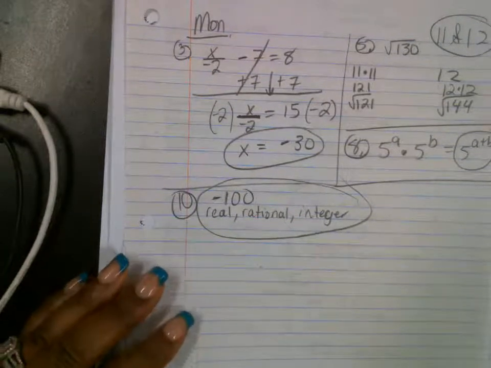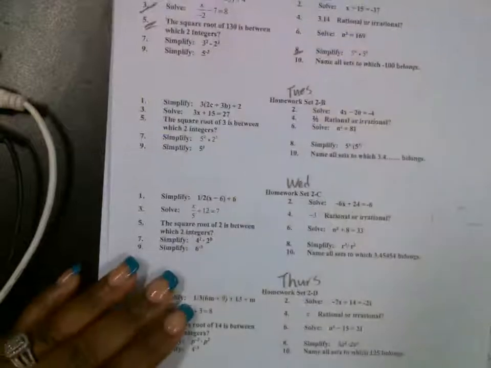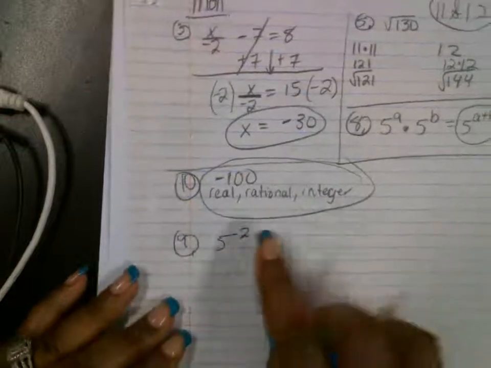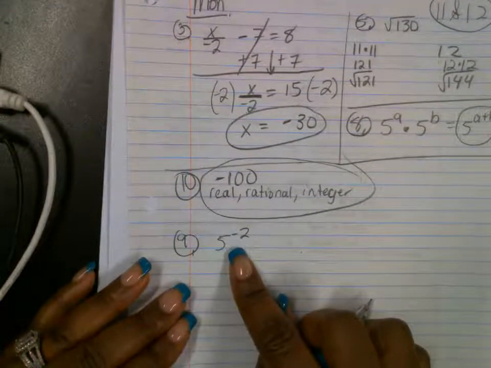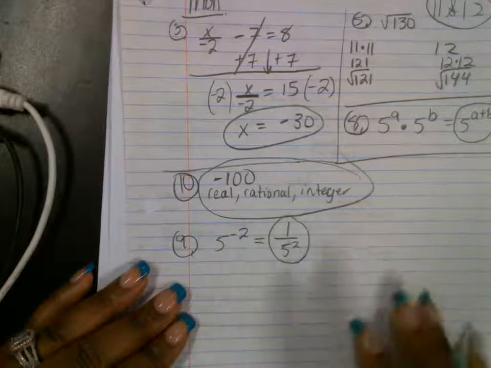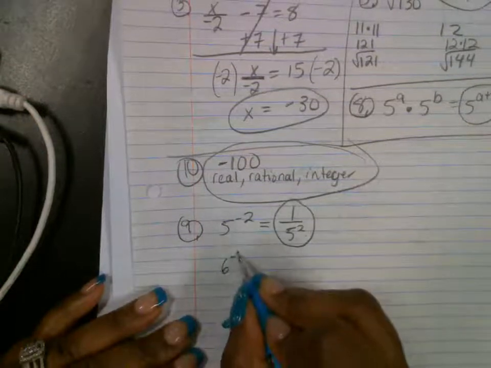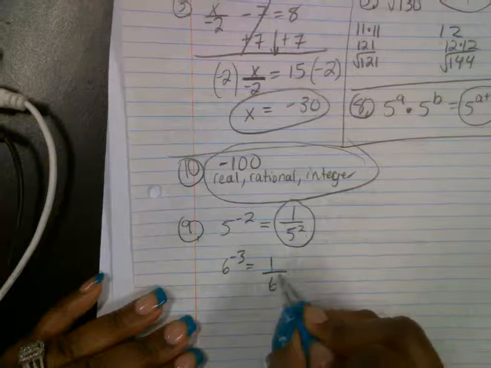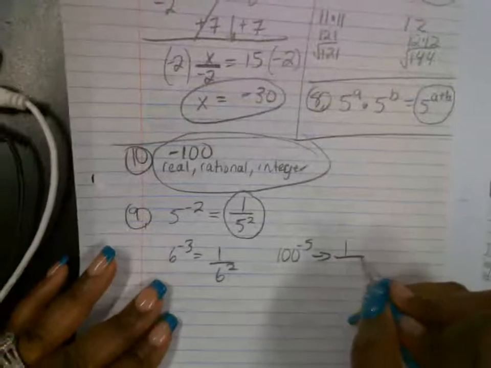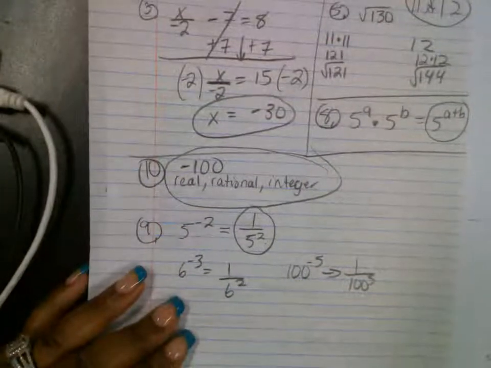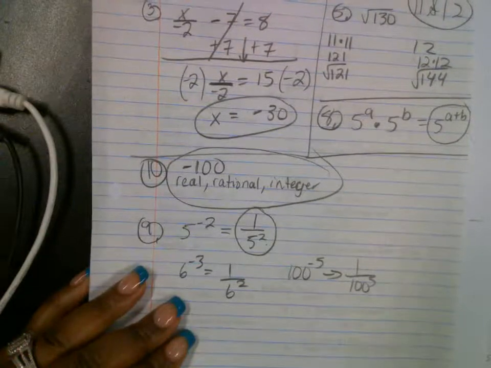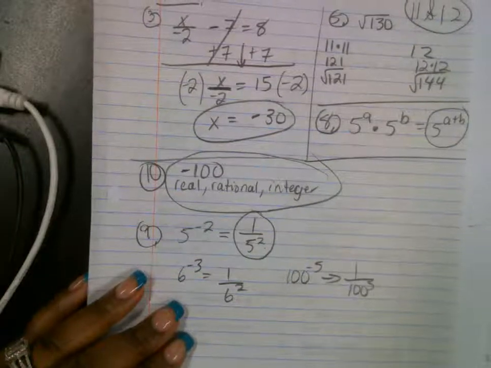Number 9. I'm not going to have time to do any on Tuesday, probably. Remember when the exponent is negative? We did this in the first week. You write this as a fraction. So this is going to be 1 over 5 to the second. Anytime it's a negative exponent, 6 to negative 3 is 1 over 6 to the positive 3. If it was 100 to the negative 5, this would be 1 over 100 to the positive 5. Anytime you have a negative exponent, you write it as a division problem, because when it's positive, you write it as a multiplication problem.